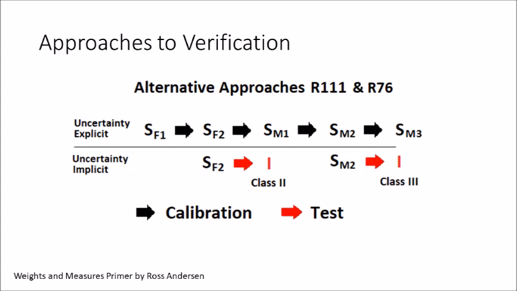If you want to see how this works with R111 and R76, that's weights and weighing instruments, we see that the uncertainty explicit approach is used in R111. So we have F1, F2, M1, M2, and M3 standards. We would take the F2 out in the field to test Class 2 instruments under R76, or we would take M2 out to test Class 3 under R76.